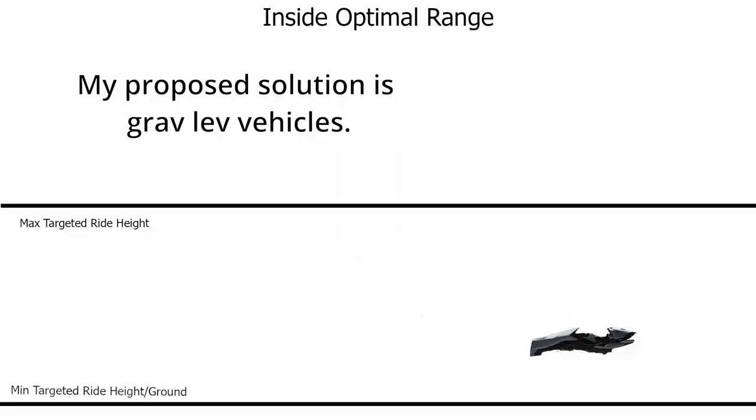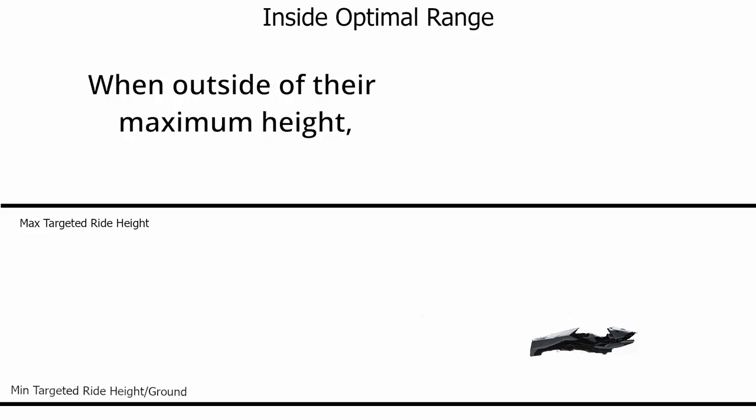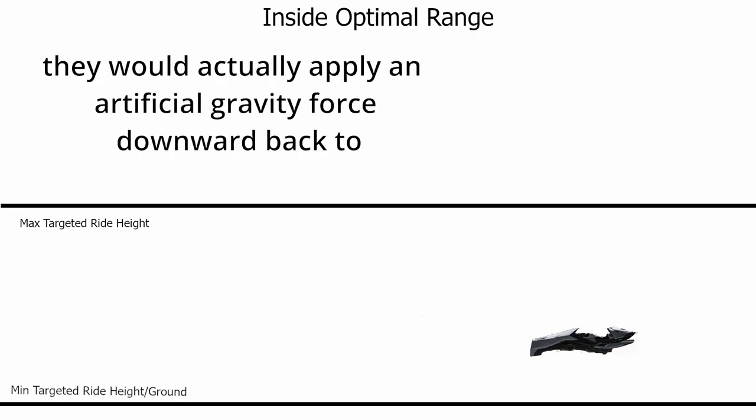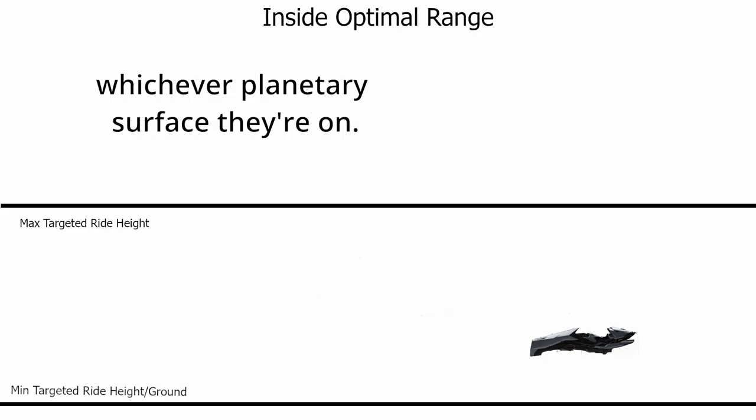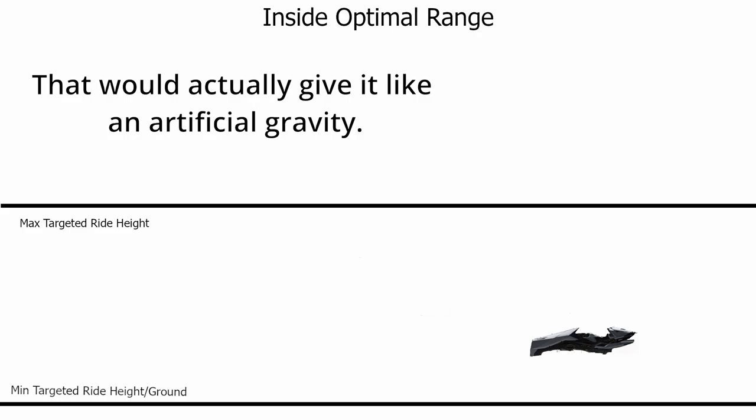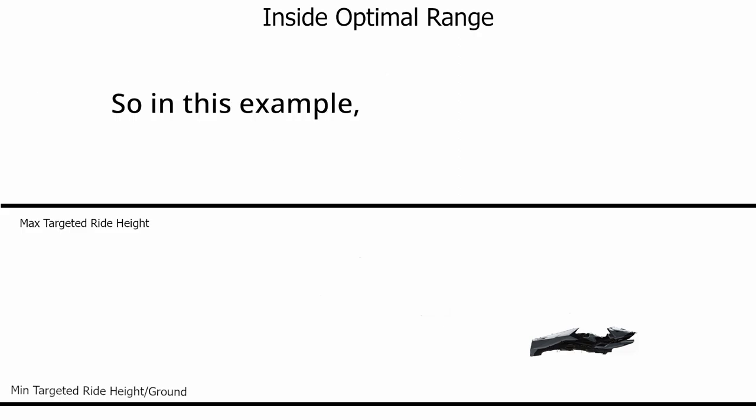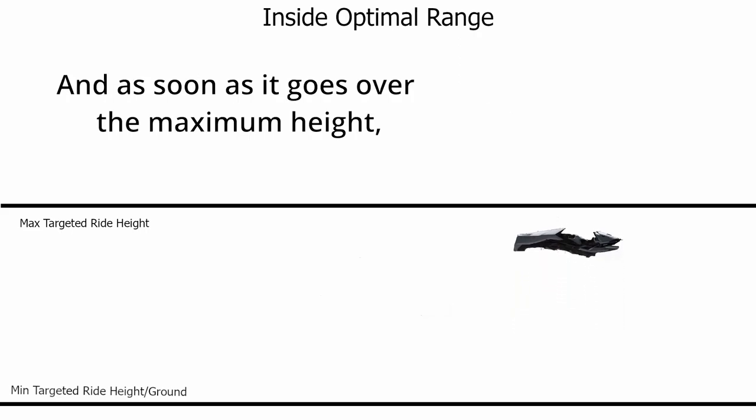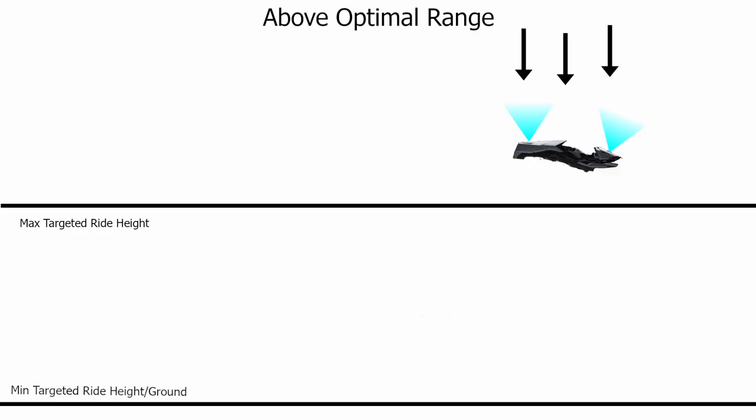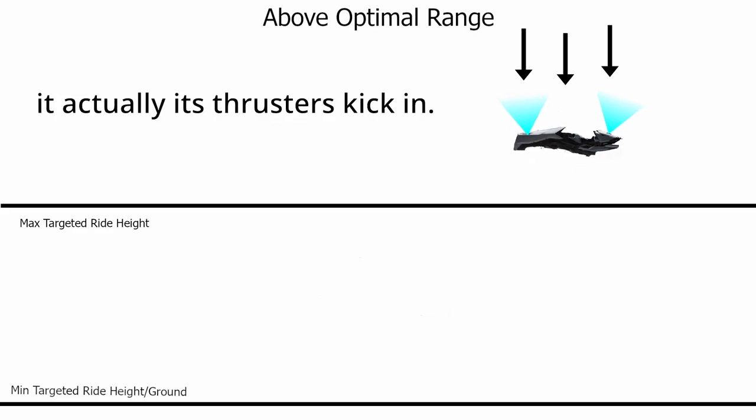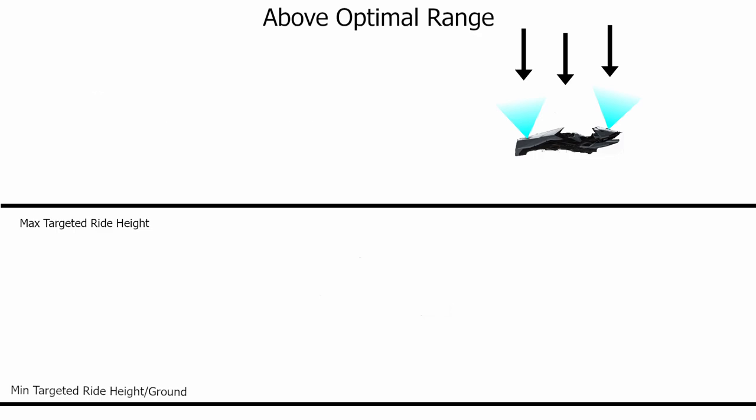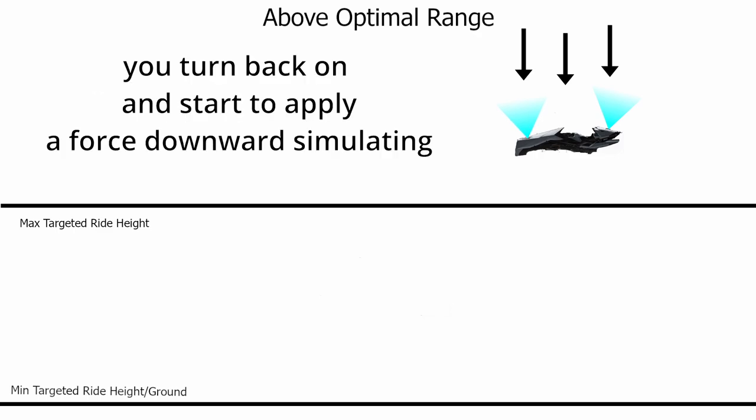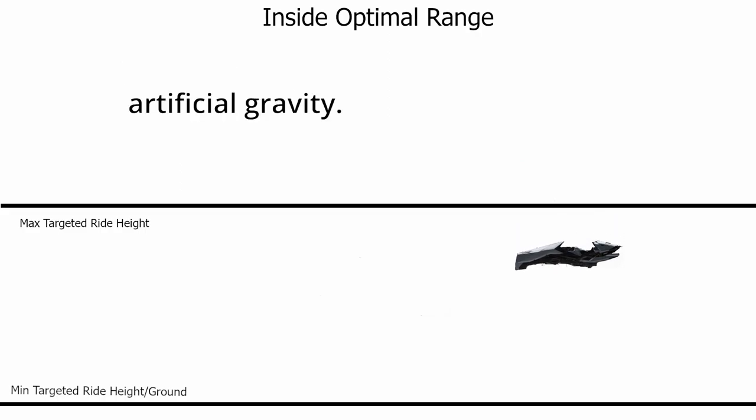My proposed solution is that Gravlev vehicles, when outside of their maximum height, would actually apply an artificial gravity force downward, back to whichever planetary surface they're on. That would give it a sort of artificial gravity. So in this example, you have the Nox hovering over this launch, and as soon as it goes over the maximum height, its thrusters kick in, IFCS in coupled mode turns back on and starts to apply a force downward, simulating artificial gravity.